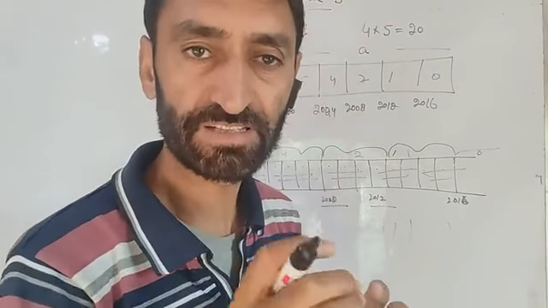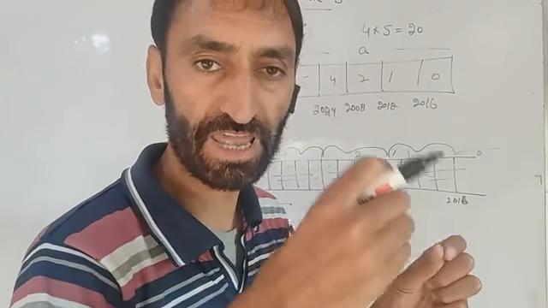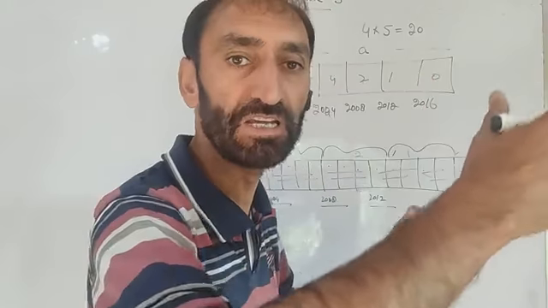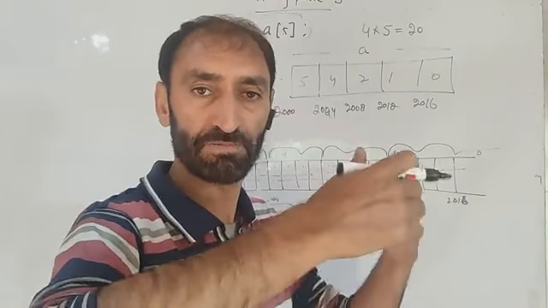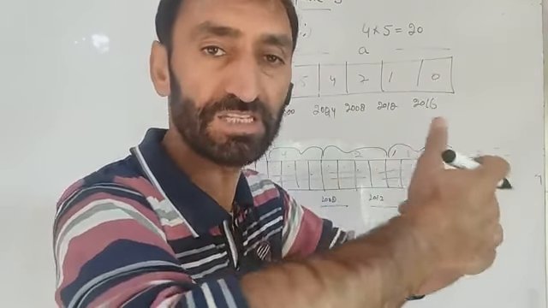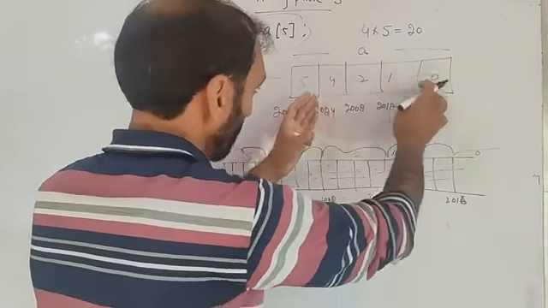In an array, the elements are placed one after the other. That means the elements are stored in a contiguous memory location. You can see contiguous memory location. The array is a process element.